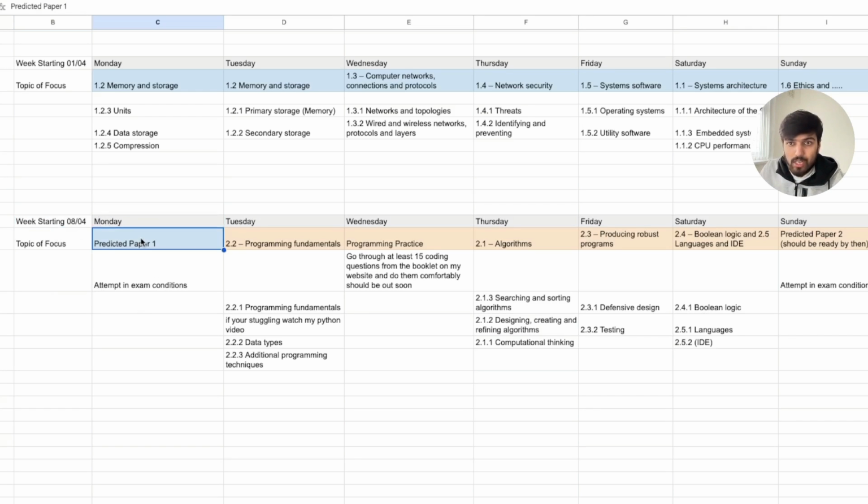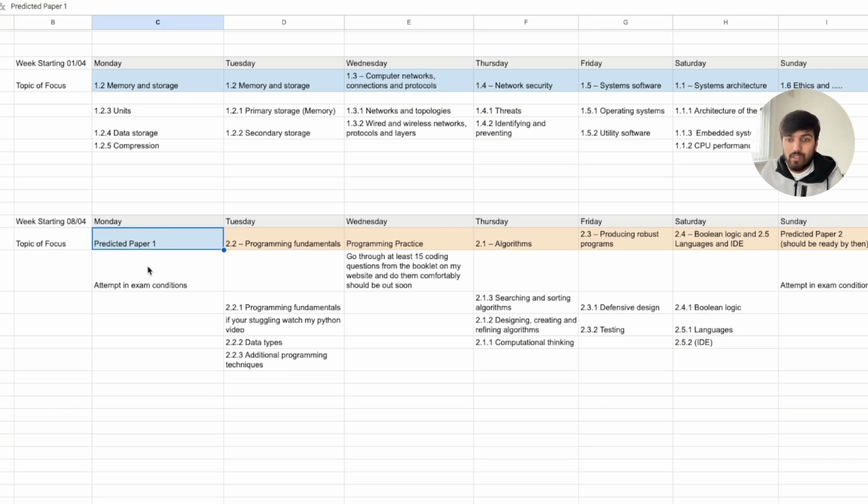On Monday, I want you guys to do the predicted paper 1, using everything that you've learned last week. Just do this paper in exam conditions. And the things that you get wrong, make a list of it. And when you start revising after this whole week, then you know what to prioritize. I think that's the best way to learn. And don't cheat yourself at the end of the day.